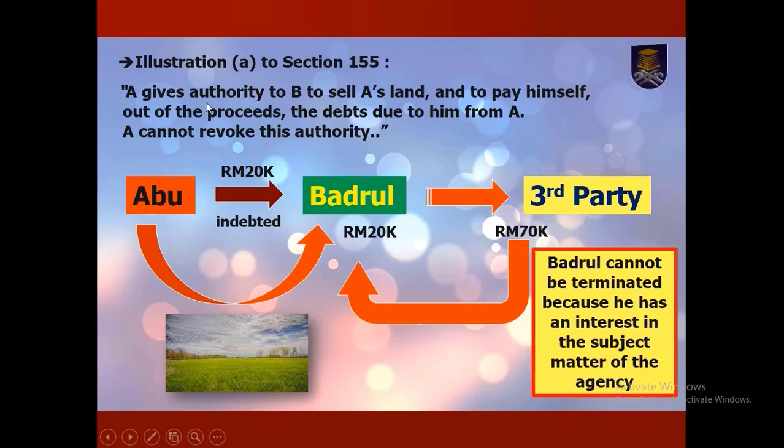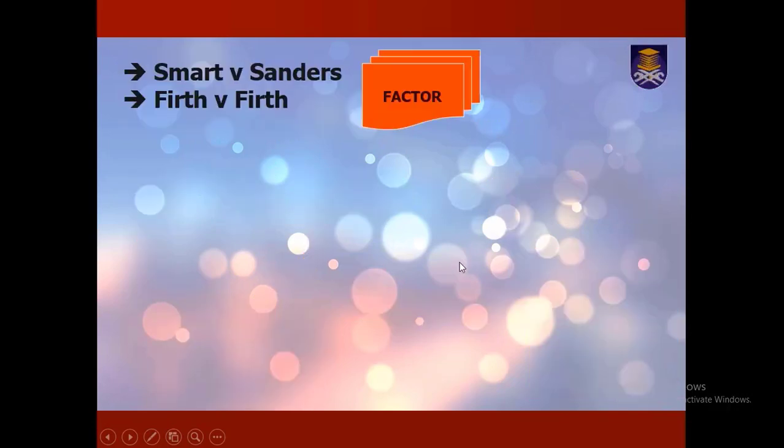So this is the first illustration, the first example where an agent has an interest in the subject matter of the agency, and due to that, the principal cannot terminate this type of agent. Even though Abu later on tried to terminate Badrul, that termination is not effective. So the contract is still binding between Abu and the third party, still binding upon Abu. That is the first example where the agent has an interest in the subject matter of the agency.